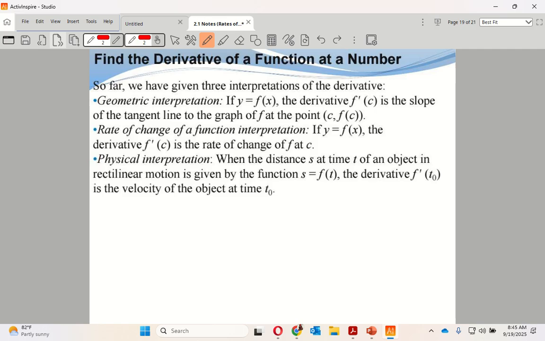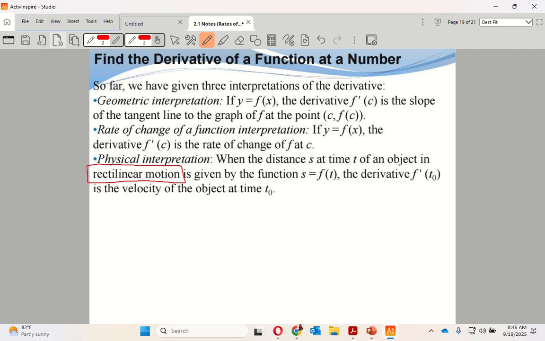Let's see. I know this is actually kind of a problem. All right. So far, we have given 3 interpretations of the derivative: geometric, the derivative as the slope of the tangent line to the graph at any given point; rate of change, the interpretation of the derivative f prime of c as the rate of change at that point; and physical interpretation, when the distance s at time t of an object in rectilinear motion is given by the function s equals f of t, the derivative f prime of t sub naught, which is my initial time, or whatever given time they give me, is the velocity of the object at time t. So this term you're going to see a lot.